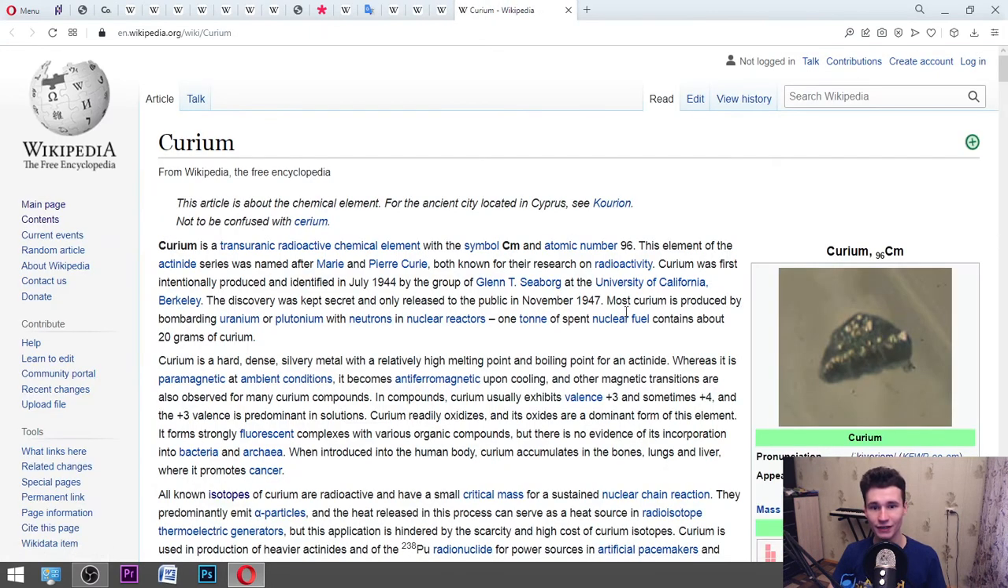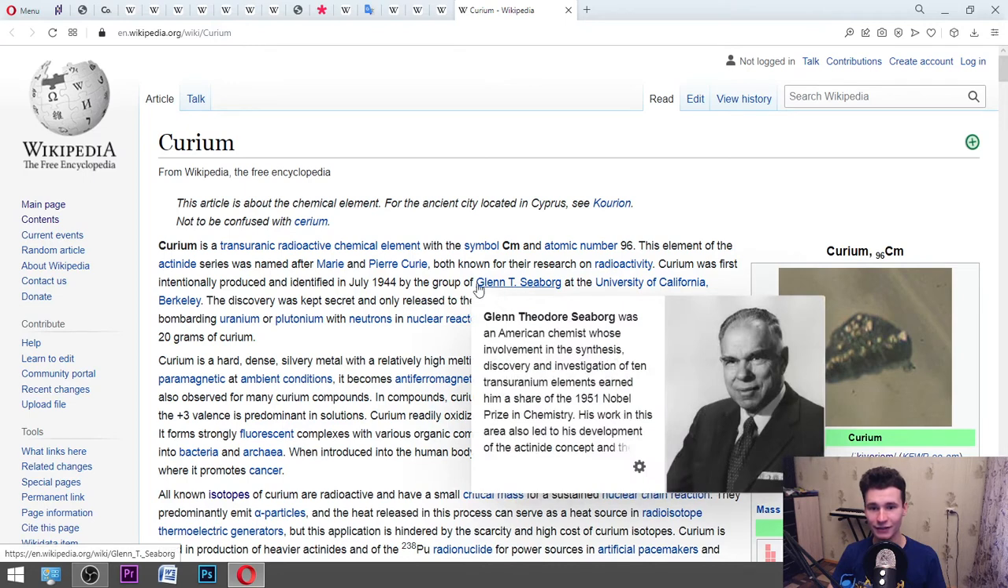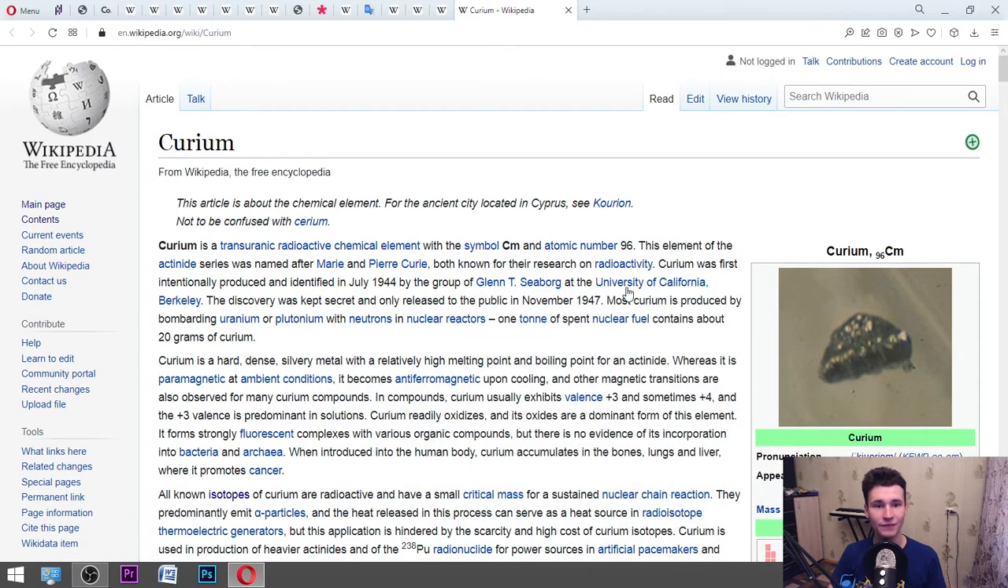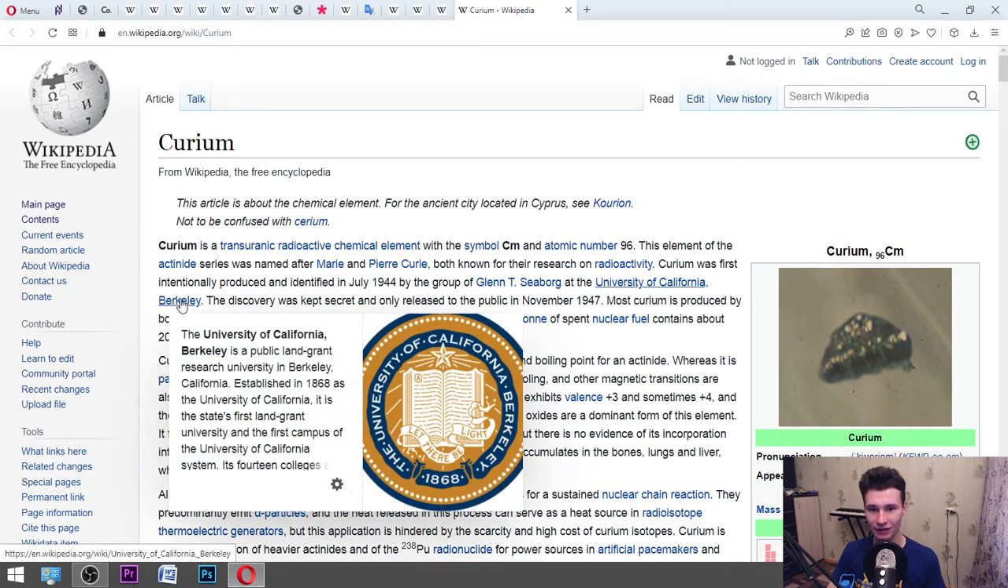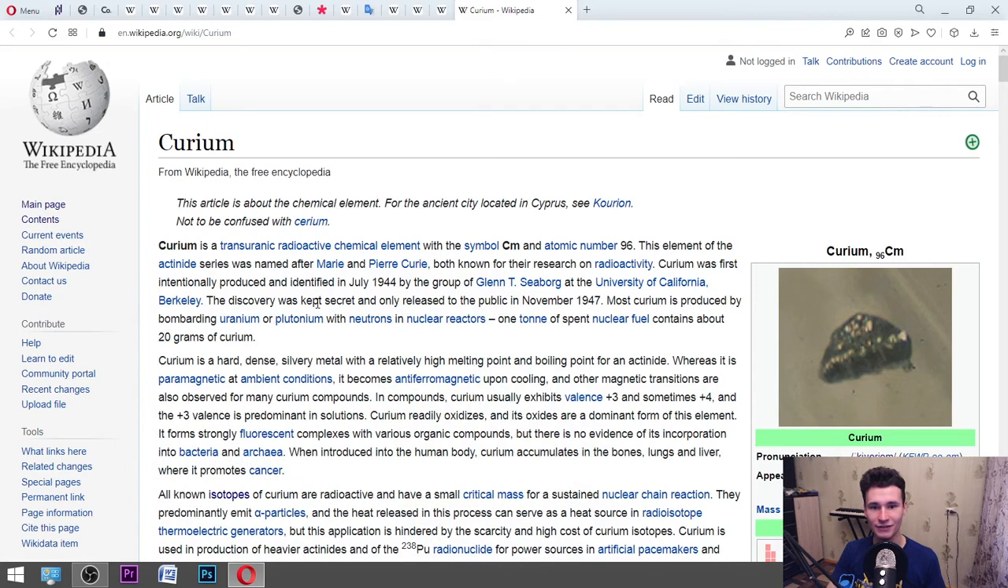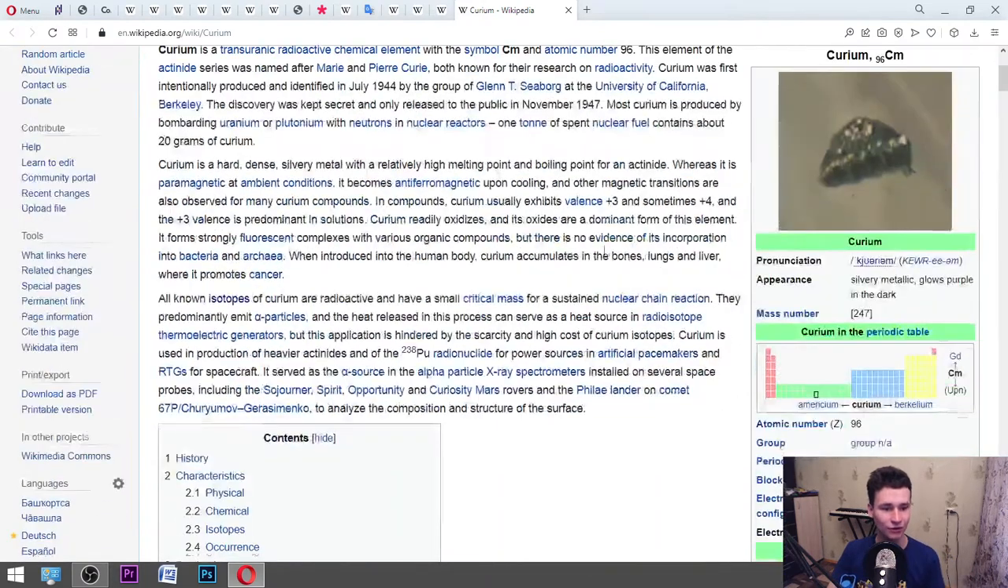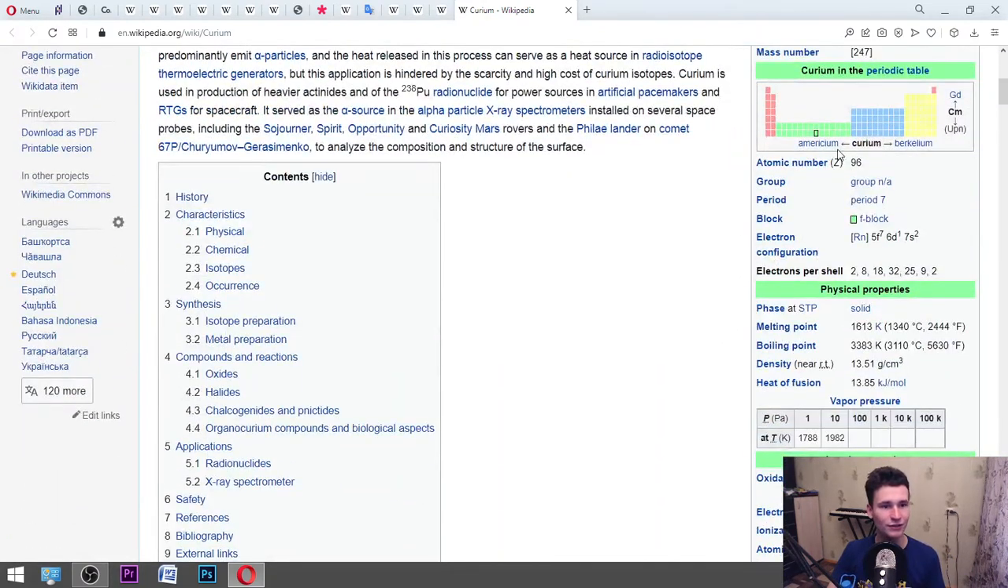Curium was first intentionally produced and identified in July 1944 by the group of Glenn T. Seaborg at the University of California, Berkeley. Okay, nice. And this discovery was kept secret and only released to the public in November 1947. Yes, these are radioactive things that we can see.